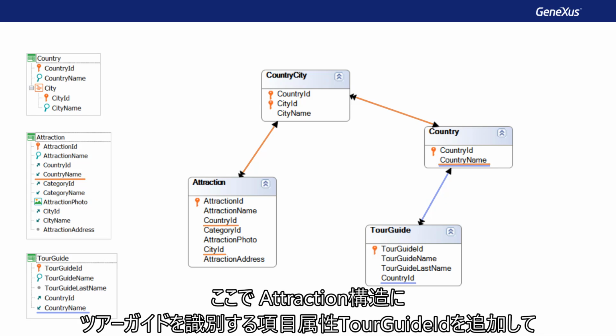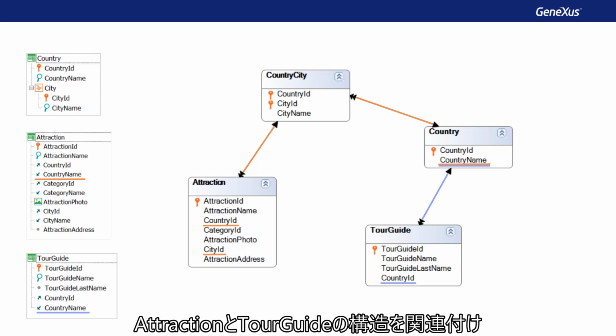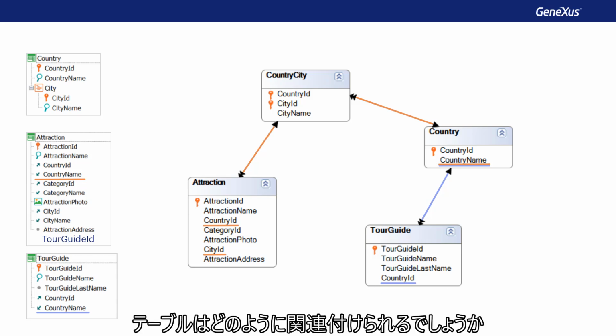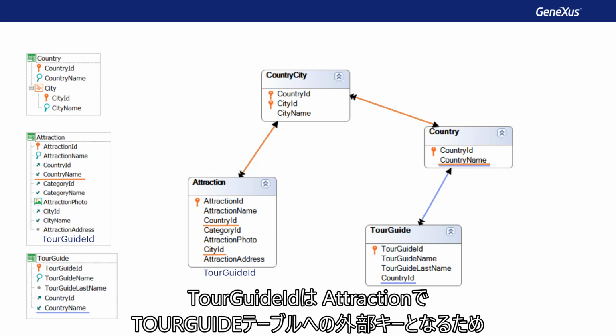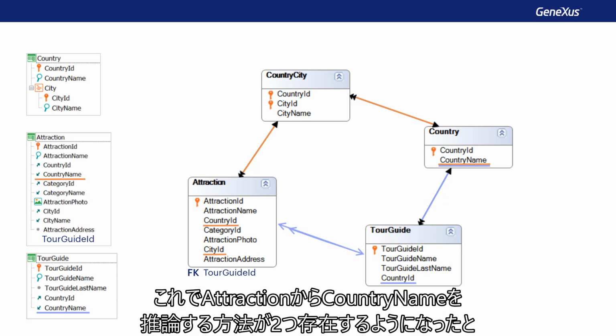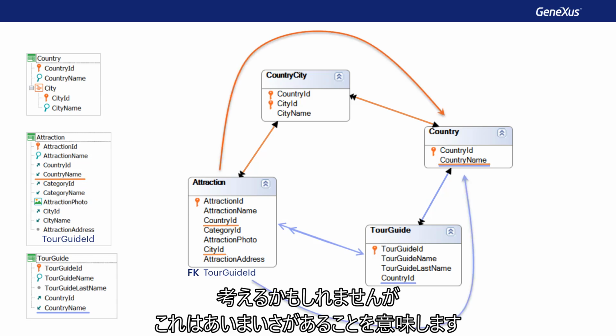If we now link the attraction and tour guide entities by adding to the first one the attribute identifying the guide, tour guide ID, to indicate that a tourist attraction has only one guide assigned to it, how are the tables now related? Tour guide ID will be a foreign key in attraction to the tour guide table, so the relationship will be marked with the sky blue arrow. That may lead us to think that from attraction, there are now two ways to infer country name, which means that there is an ambiguity.